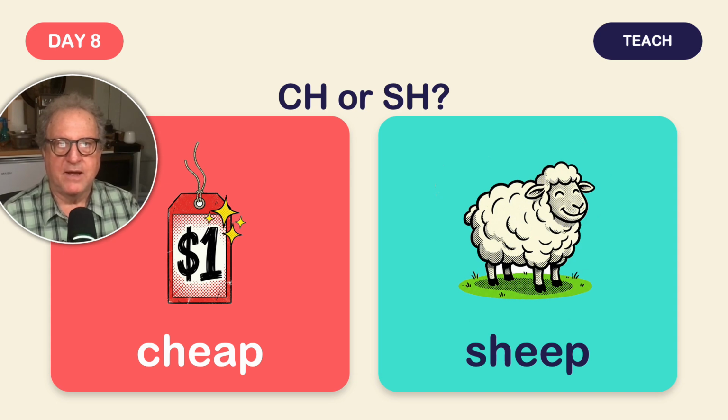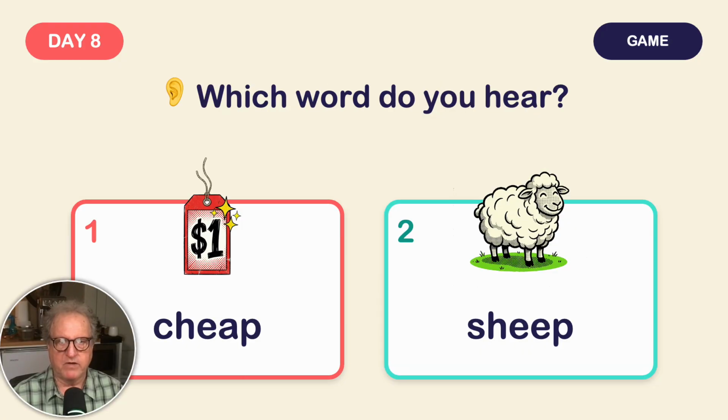Okay, two words and two sounds. The one on the left is cheap. Cheap means not much money. And the one on the right is sheep. So cheap and sheep. Hear the difference? Okay, let's try it. You tell me, what do you hear?